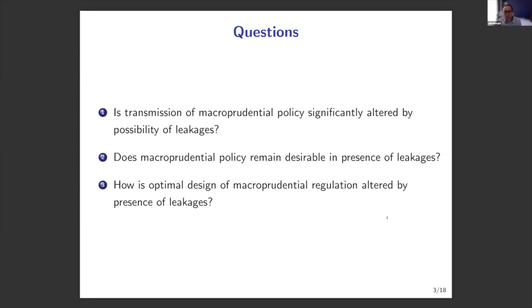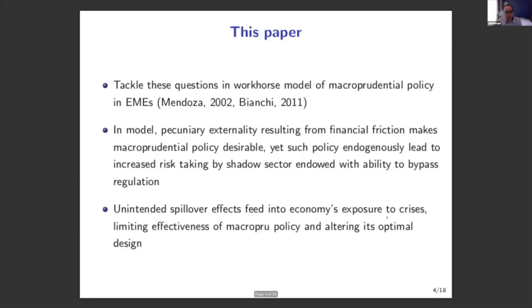So what we're doing in this paper is actually fairly simple. We're going to try to tackle these questions in what has now become a workhorse model of macroprudential policy in emerging markets, a model based on the work of Enrique and Javier and many others in the room, virtual room. In the model that we're going to write, there is a pecuniary externality that results from financial frictions, a collateral constraint embedding a price. That externality is going to make macroprudential policy desirable.